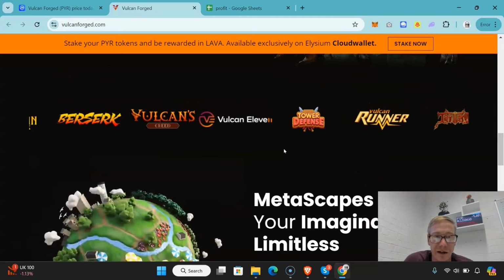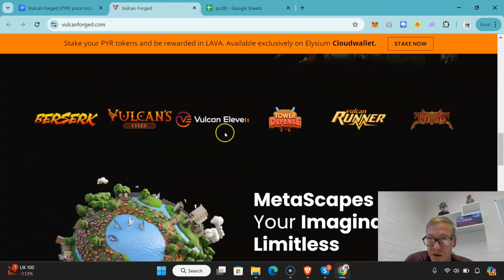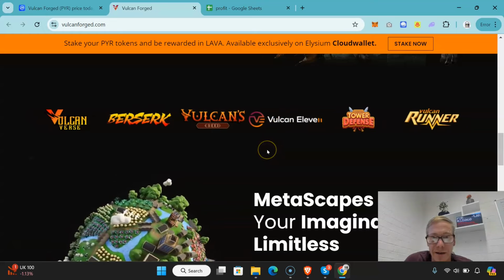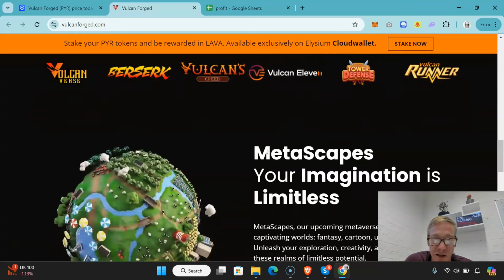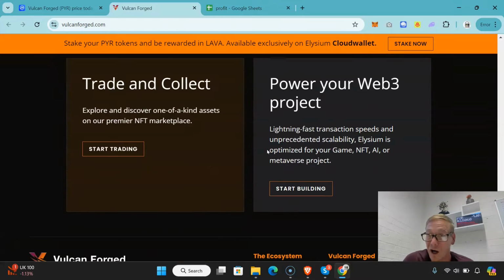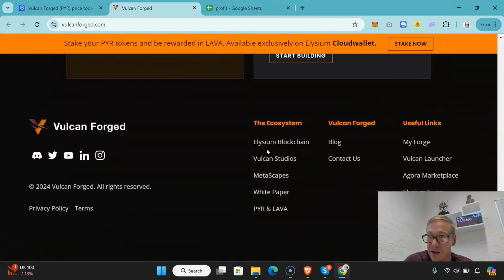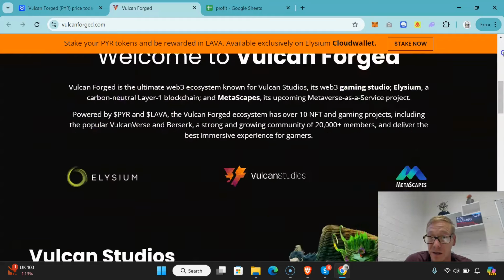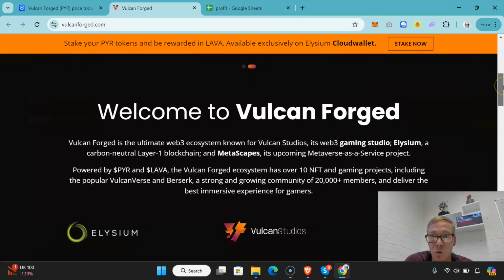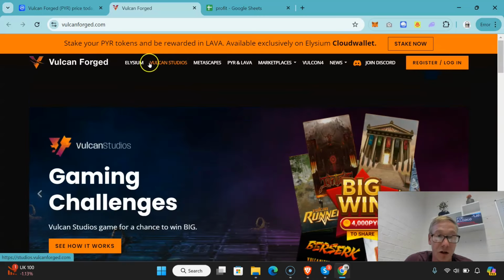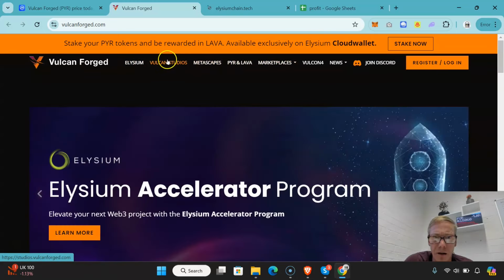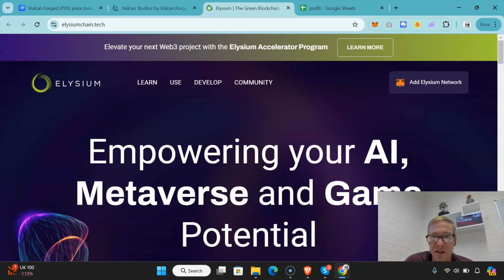As you can see, they've added with Vulcanverse, Berserk, Vulcan's Creed, Vulcan 11, I think that's 11, Tower Defense, Vulcan Runner. They are really trying to add to this and widen the scope of the ecosystem to really encourage people to participate and to play. They've also worked with Elysium. So Elysium is the Elysium chain, their green blockchain for AI, metaverse, and games, effectively.